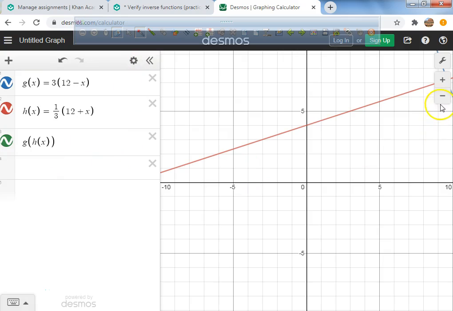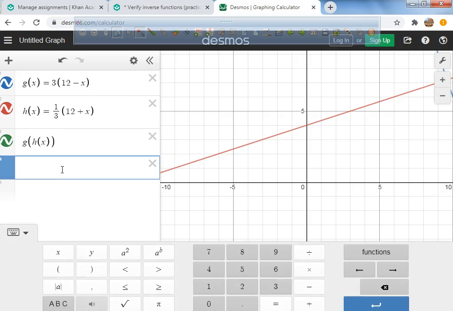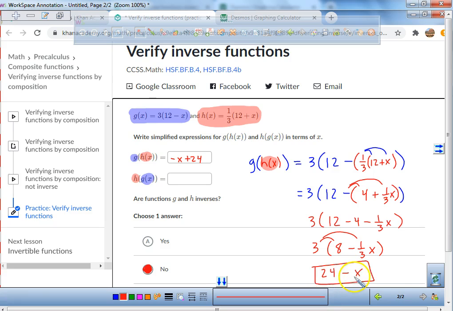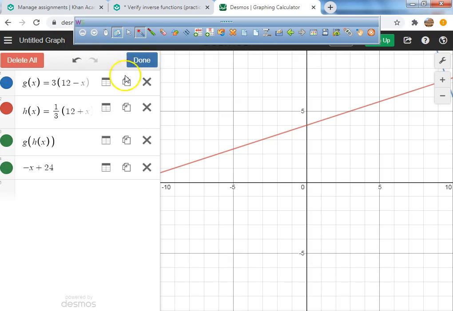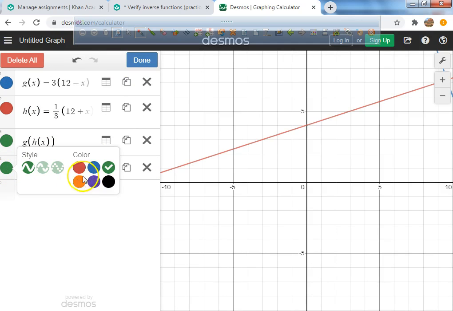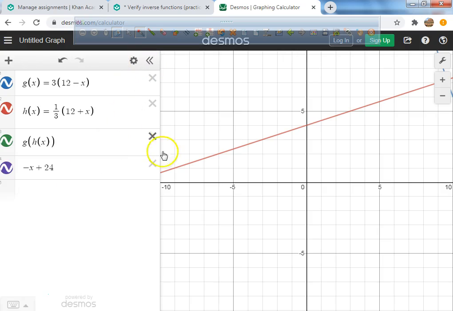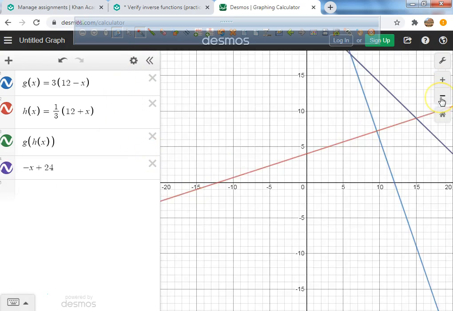Okay, now if you'll notice, we can't see it, can we? We cannot see it. However, what did we get as our answer for the simplified version? We got 24 minus x, also known as negative x plus 24. That's what we got. So if I put negative x plus 24, I don't see that either, do I? Do you know why I can't see it? Because we are so zoomed in, we can't see it. So I got to zoom out.